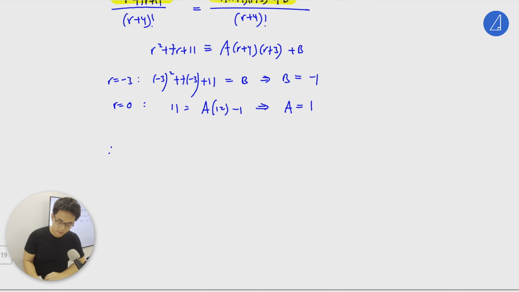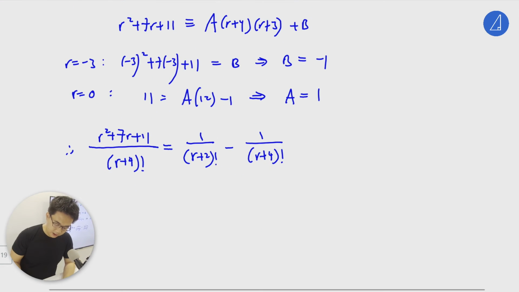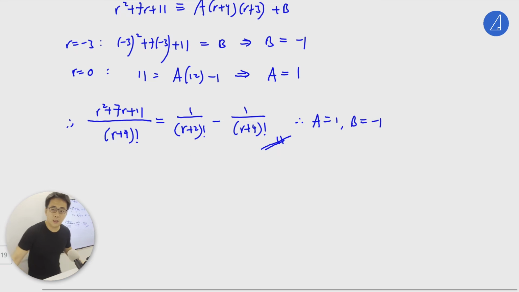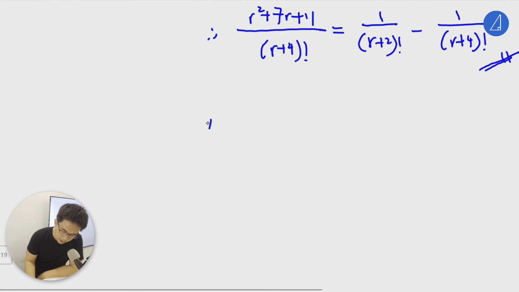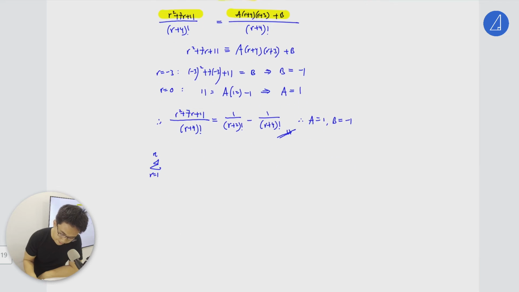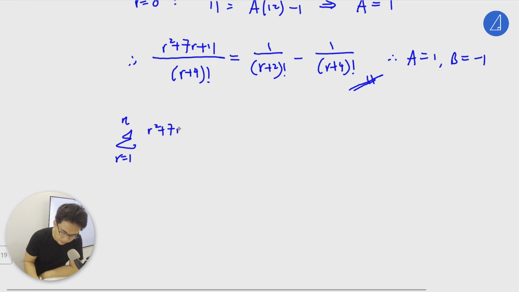So hence, this is it. A equals 1, B equals negative 1. This is obviously not really immediate neighbors. There are two doors of neighbor away, this r plus 2 and r plus 4. So if you want to find the summation, you take the summation of r equals 1 to n of r squared plus 7r plus 11 over r plus 4 factorial, which is equal to the summation of, then this is the method of difference.